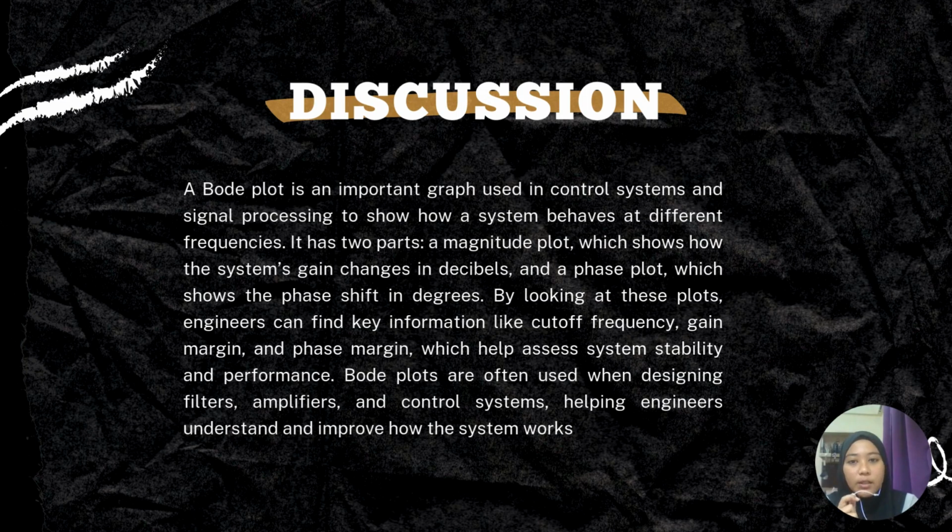For discussion, a Bode plot is an important graph used in control systems and signal processing to show how a system behaves at different frequencies. It has two parts: a magnitude plot, which shows how the system gain changes in decibels, and a phase plot, which shows the phase shift in degrees. By looking at this plot, engineers can find key information like cut-off frequency, gain margin, and phase margin, which help assess system stability and performance. Bode plots are often used when designing filters, amplifiers, and control systems, helping engineers understand and improve how the system works.